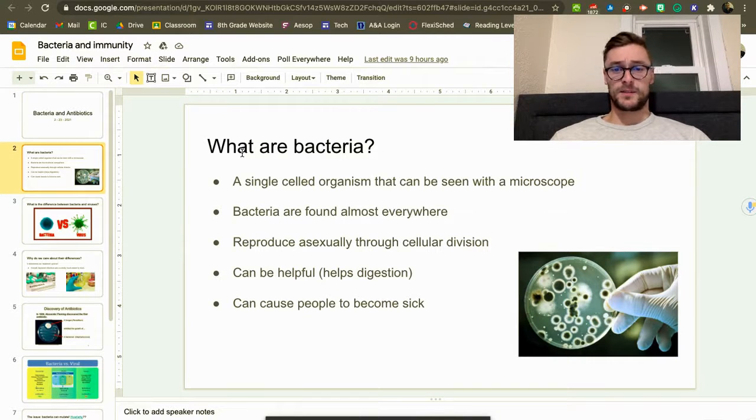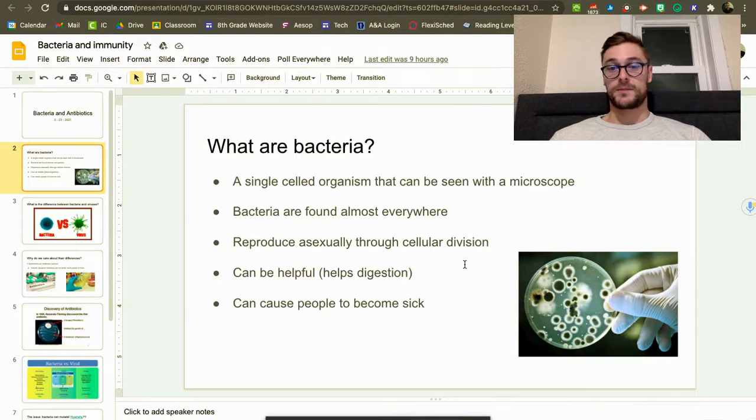So it's a single-celled organism. Usually, you can see it with a microscope. What you see on these plates here, these are bacteria colonies. So there's thousands, if not millions, of bacteria that live in each of these little circles. And so you would need a microscope to see each one individually. Otherwise, it's a colony. They're found almost everywhere.